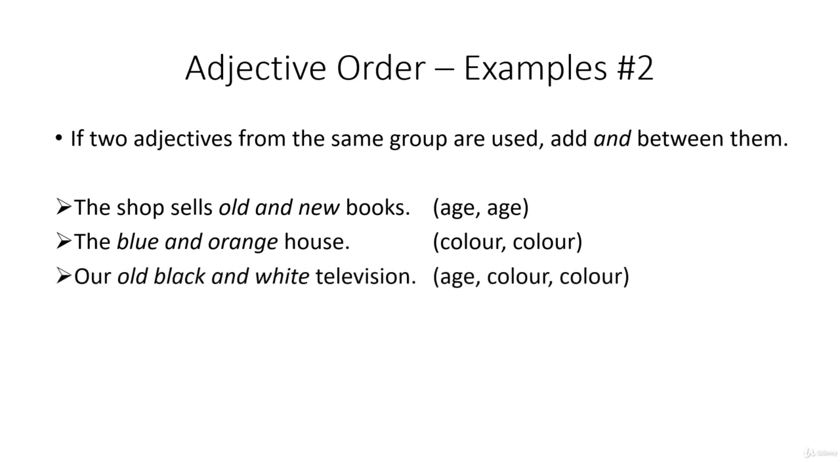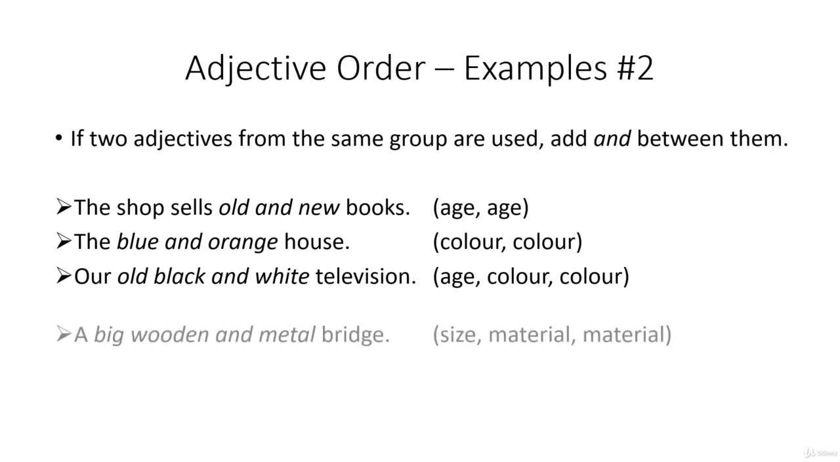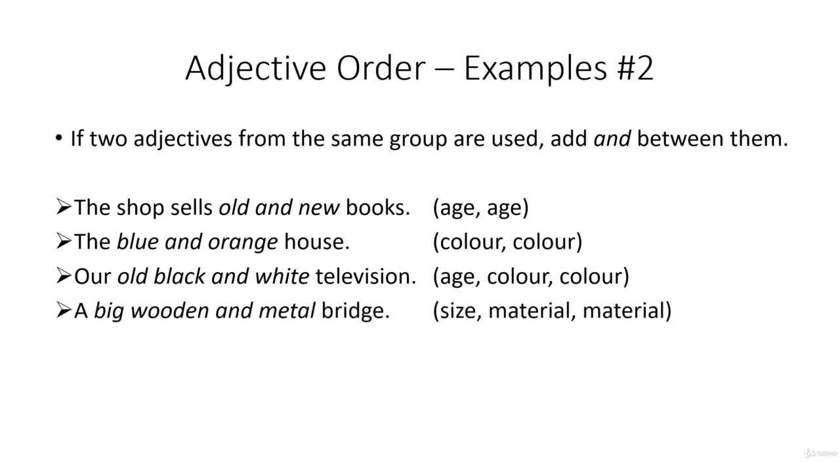Or we can have, of course, different categories as well. So our old black and white television. So we have an age and color and color. So we write it like this, our old black and white television. And another one with different categories, a big wooden and metal bridge. So we have size with 2 material groups.